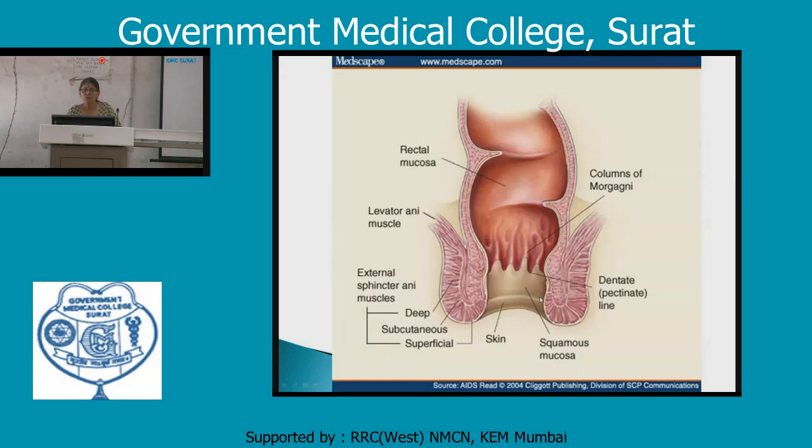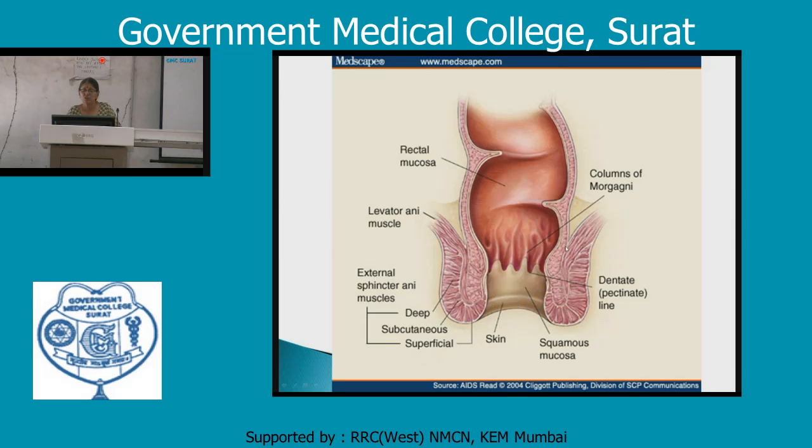Again we can see the anal canal. These are the columns. This is the sinus. Here valves are there. This is the pecten lined by squamous mucosa, and here is the true skin, and this is the white line of Hilton. You can see the white line of Hilton. And this is the anal sphincter.